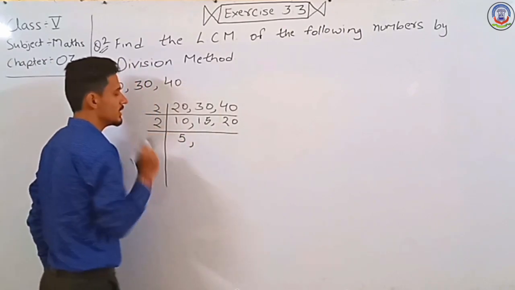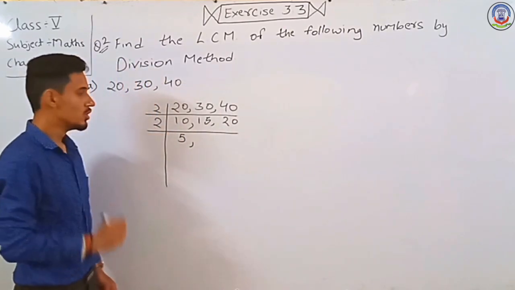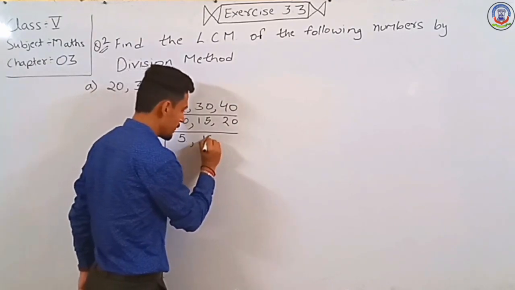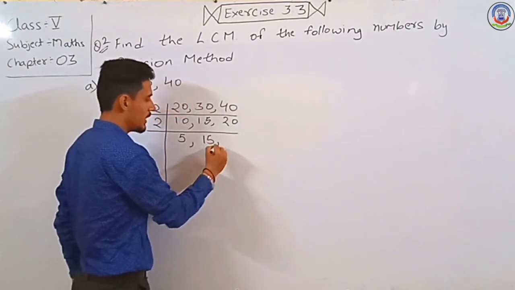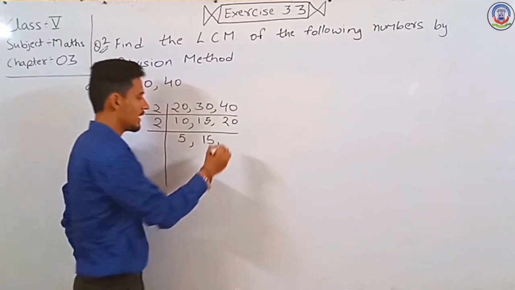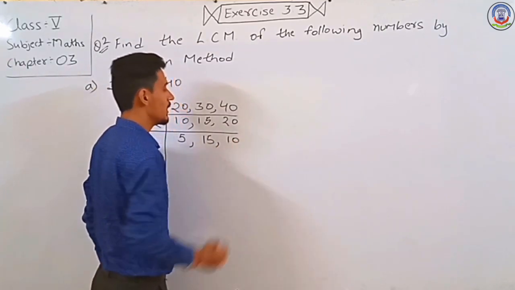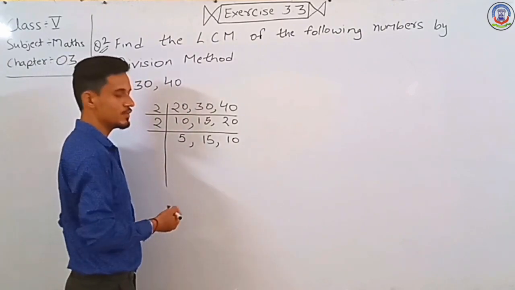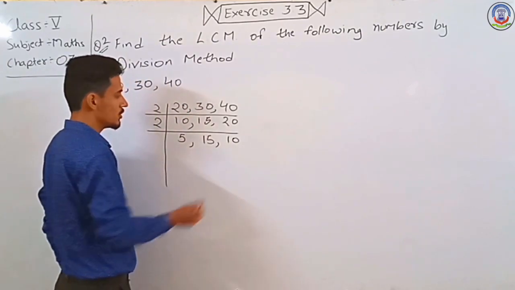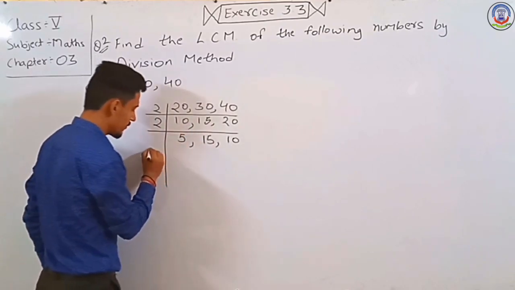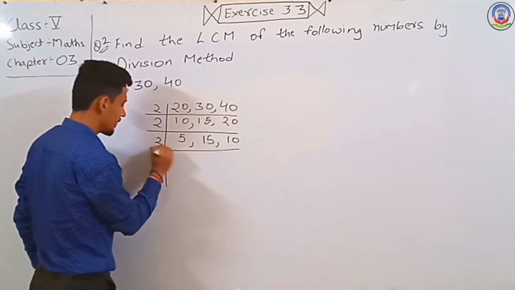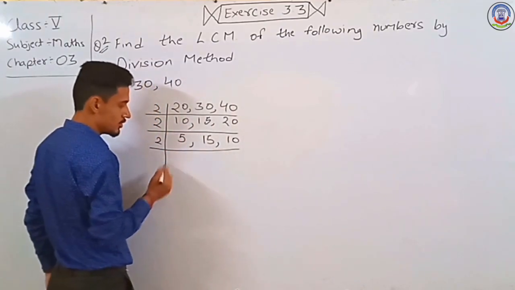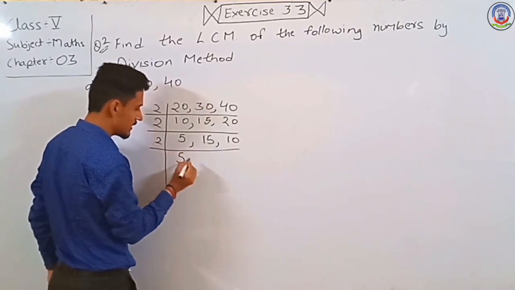Now 15 is not divisible by 2, so we write it as it is, 15. Now 20 is divisible by 2, so we write here 10 times. Now again we see whether any of these numbers is divisible by 2 or not. So it is divisible by 2, so we write again 2. Now 5 is not divisible by 2, so we write it as it is.